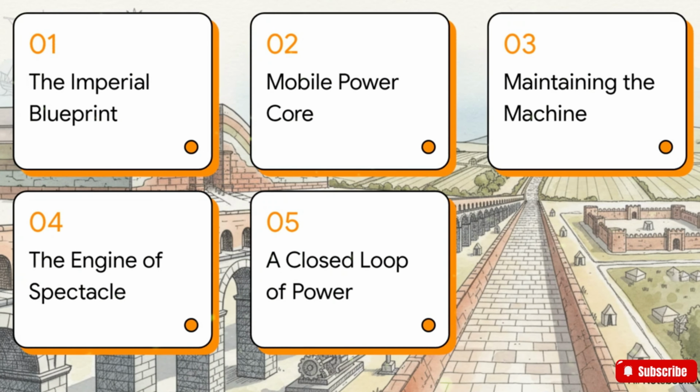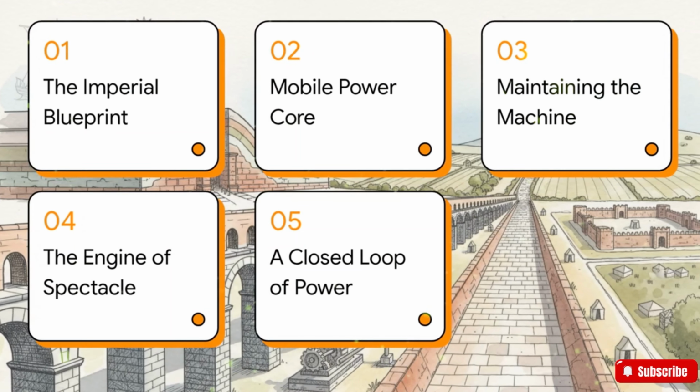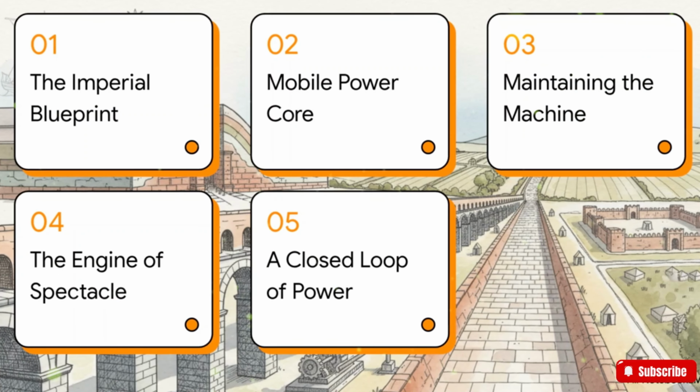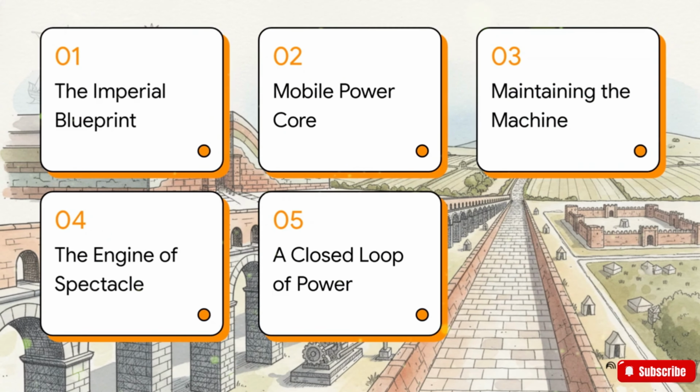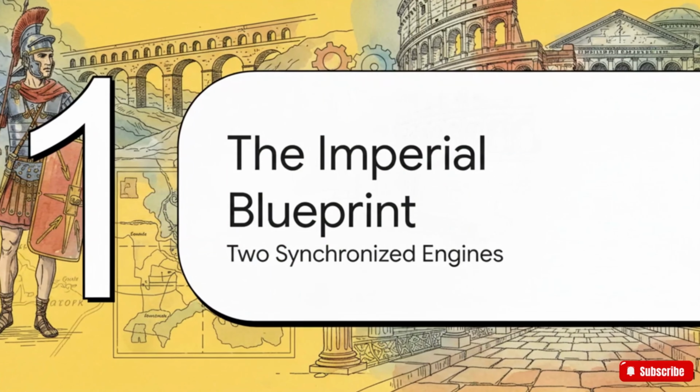Okay, so here's our roadmap for today's explainer. We'll start with the Imperial blueprint, then look at the mobile power core, see how they were maintaining the human machine, explore the engine of spectacle, and finally, tie it all together into a closed loop of power. So let's dive right into part one, the Imperial blueprint.